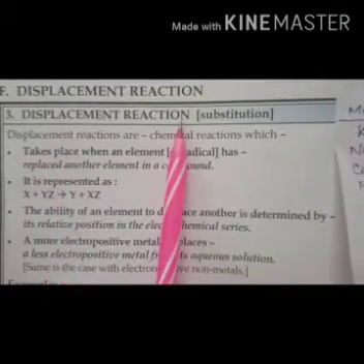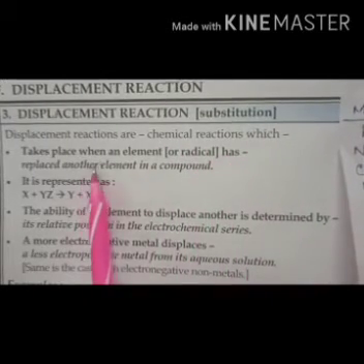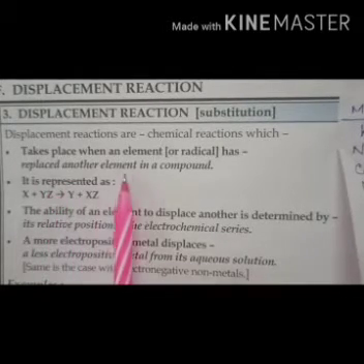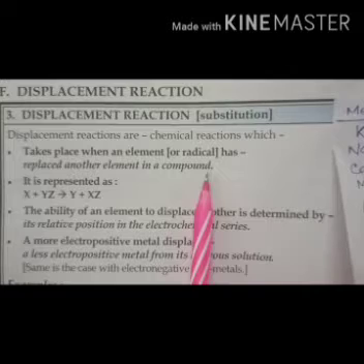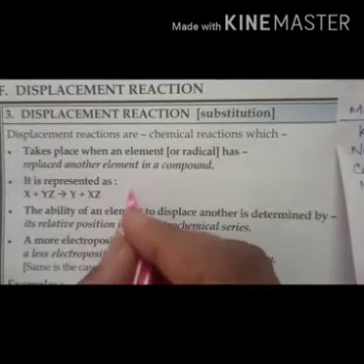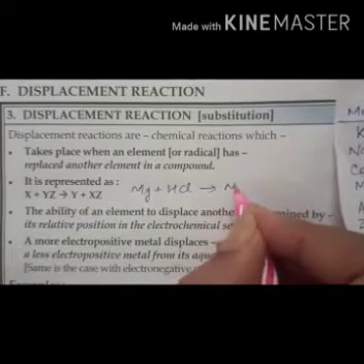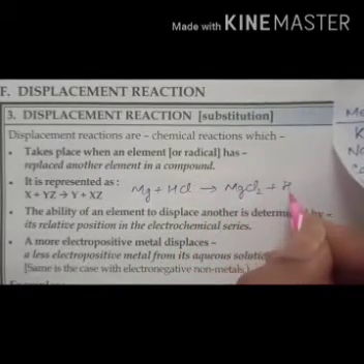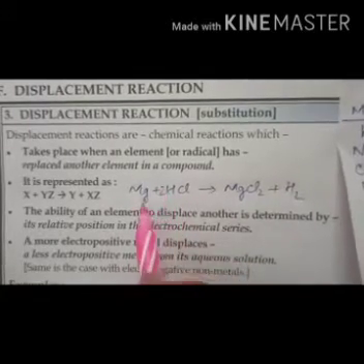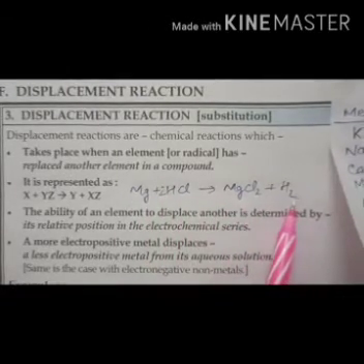Okay, what is a displacement reaction, or it is also called a substitution reaction? A chemical reaction which takes place when an element or radical replaces another element in a compound. Suppose X plus YZ, or you can say that magnesium when reacting with HCl forms what? MgCl2 plus H2, meaning this magnesium replaces hydrogen, right? And it comes in place of hydrogen and forms MgCl2 plus H2, right?